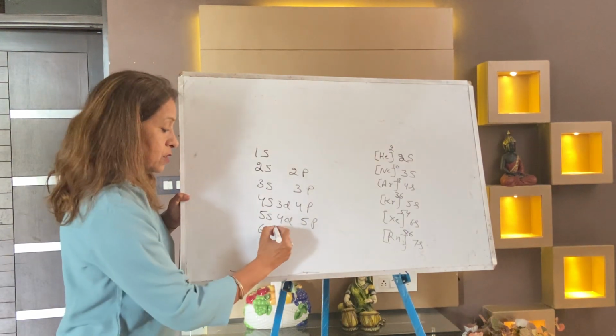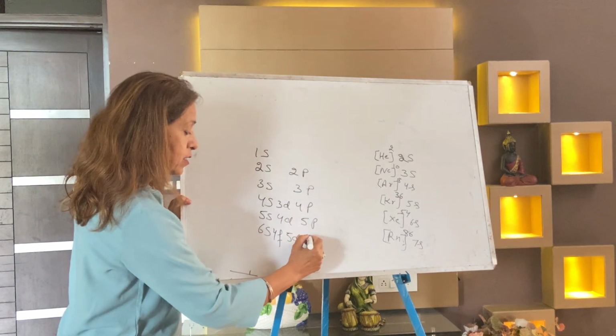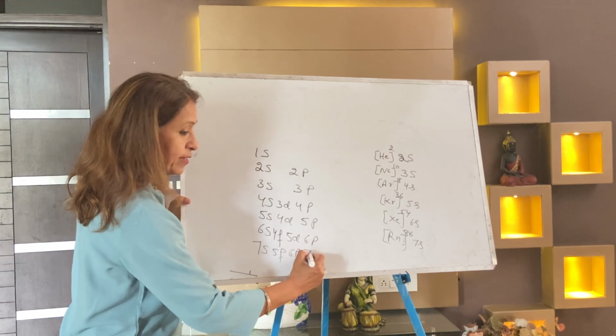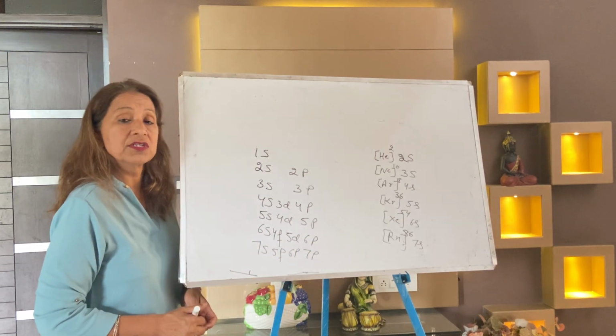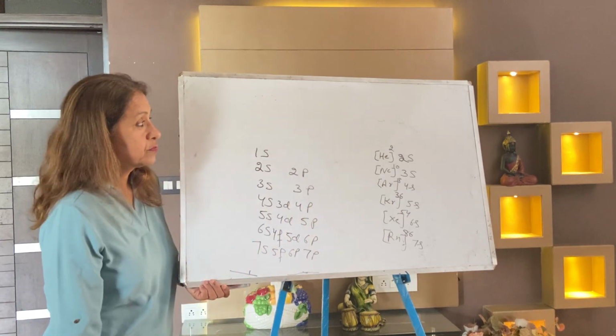6s, 6s. One more entry now: 4f, 5d, 6p, 7s, 5f, 6d and 7p. Let us start now. Now the configuration will get solved within a second.